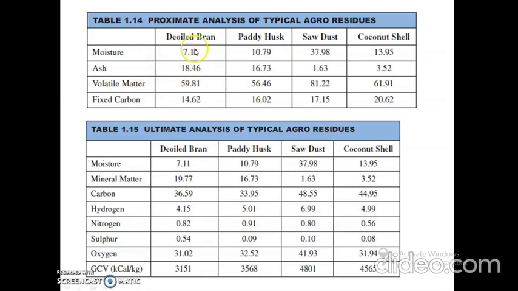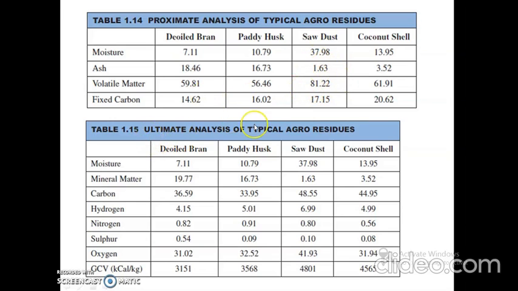So you can observe that de-oil, bran, paddy husk, sawdust and coconut shell are compared with respect to moisture, ash, volatile matter and fixed carbon. Of course, compared to all these four, coconut shell has very good carbon content and less ash content. Sawdust is also good, having fixed carbon content up to 17. Volatile matter is quite high in the case of sawdust, that is the concern.